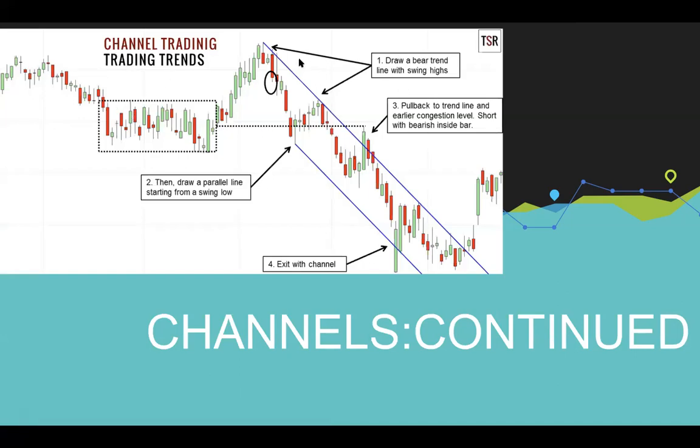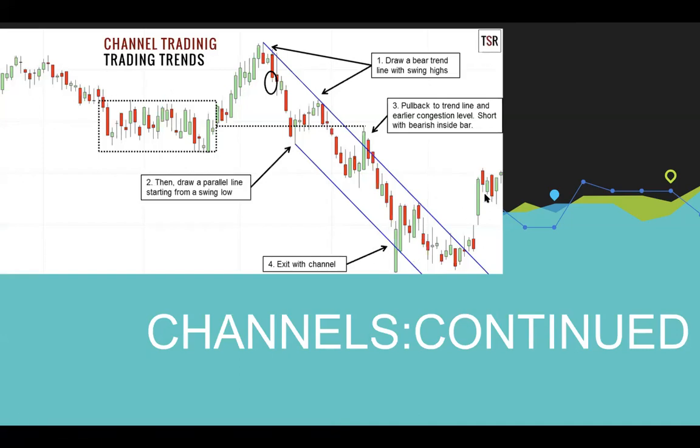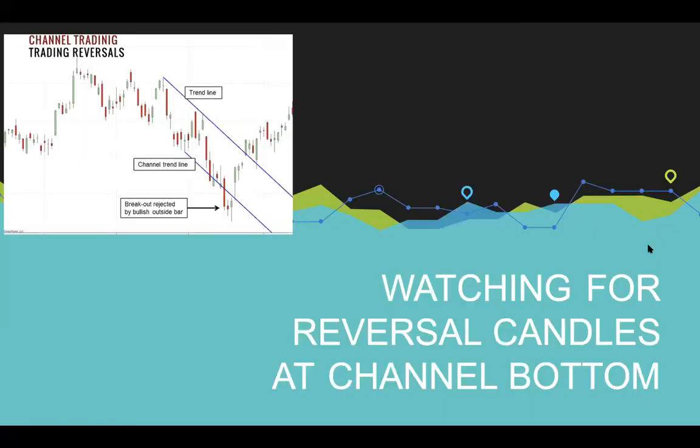Draw the bear trend line with the swing highs, and then draw the parallel line with the swing lows. So this candle right here could have been signaled as a breakout to the downside, but obviously it was a little fake out. But once you see that it breaks clearly out of the trend line, that's when you want to enter the trade to the upside. Watch for reversal candles at channel bottoms.